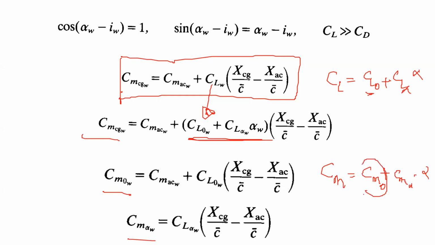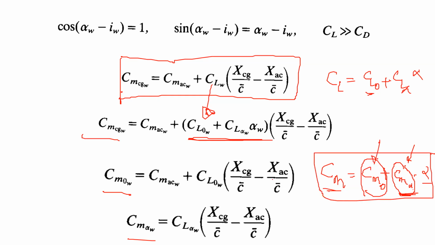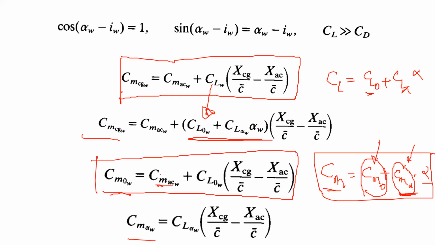So Cm naught is the part which is constant, whatever angle of attack you have, and Cm alpha is the coefficient that gives us the impact of angle of attack change. If you change the angle of attack, this is the factor by which Cm is going to change. All right. So Cm is equal to Cm naught plus Cm alpha times alpha. Now this Cm naught has this value, and you see that this number is constant, Cm of wing about the aerodynamic center, and this is CL naught. It's also a constant number. It doesn't change with the angle of attack, and this is Cm alpha.